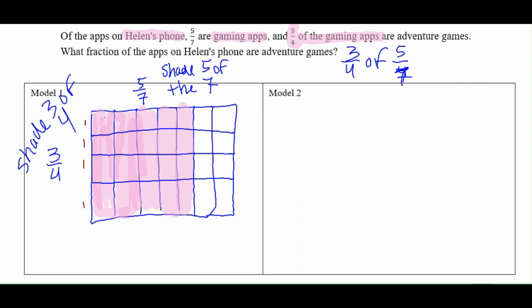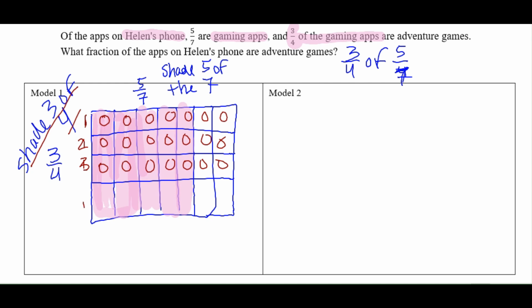So going horizontally, this is shading 1 of the fourths. This is 2 of the fourths. This is 3 of the fourths, all the way across. And then I leave the last one open because I need to shade 3 of the 4. And then I'm going to use this to answer the question.